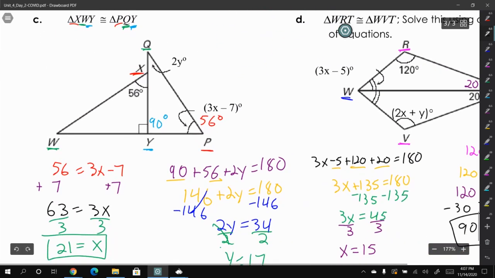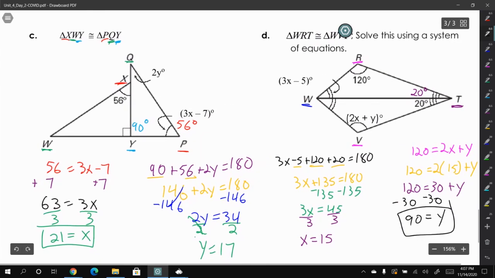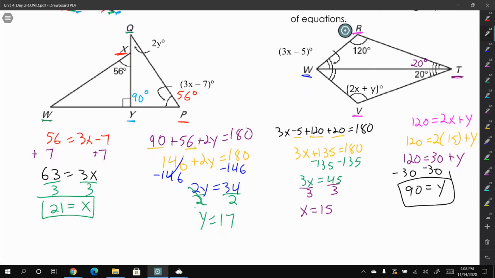Down here, we had 2 separate equations to figure out for x and y. Again, I color-coded things, and that box means 90 degrees. So I knew that angle x and angle P were congruent. So my first equation was 56 equals 3x minus 7. I solved that, I got x equals 21. Then for y, I used the right triangle instead, 90 plus 56, because I know angle P and x are congruent, plus 2y equals 180, and then I solved that, and I got y equals 17.